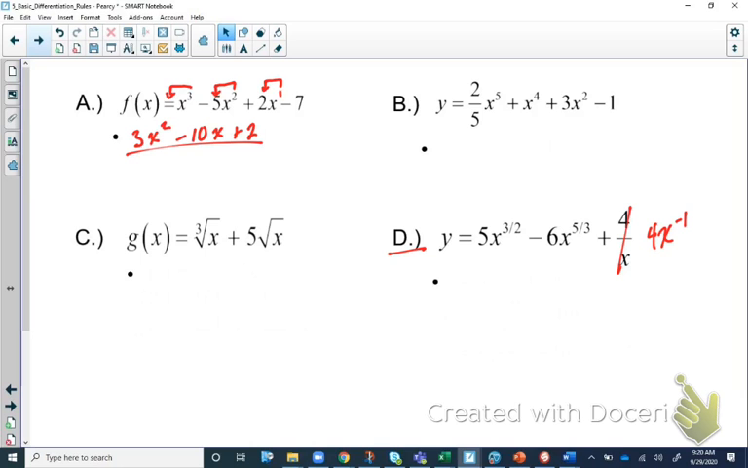So the derivative of 5x to the positive 3/2 power is going to give me 15/2 times x, and when I drop that by 1, that'll give me to the 1/2 power. And then negative 6 times the 5/3 exponent is going to give me negative 10, because that'll give me 30 over 3, so that simplifies to just negative 10. And then when I say 5/3 minus 1, that simplifies to an exponent of 2/3. And then the last one, positive 4 times the negative 1, will become negative 4x to the negative 2nd power.